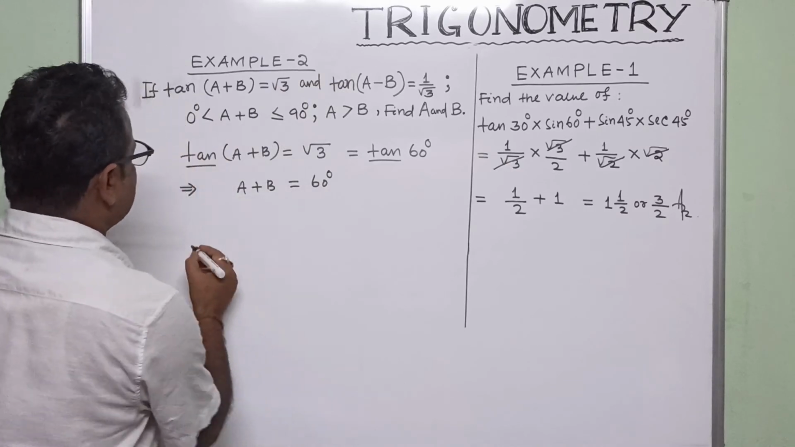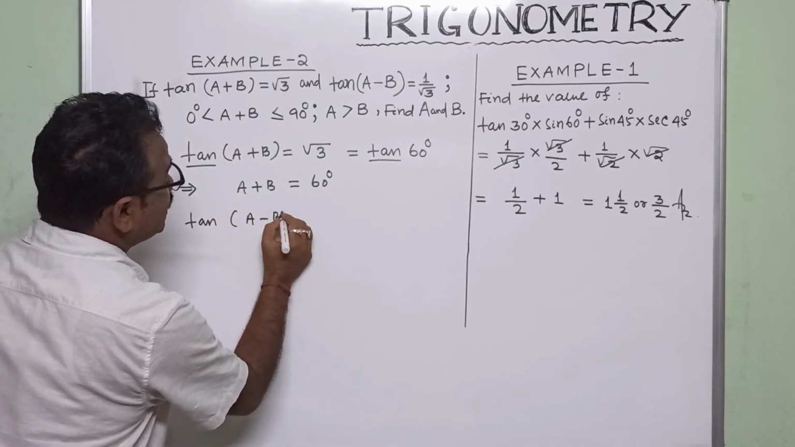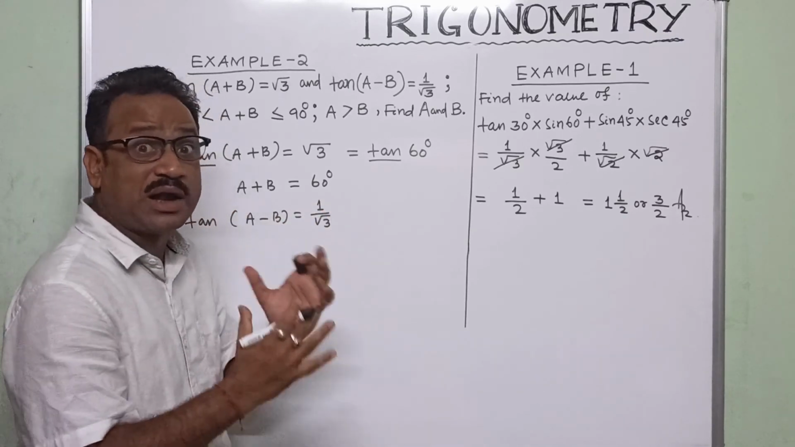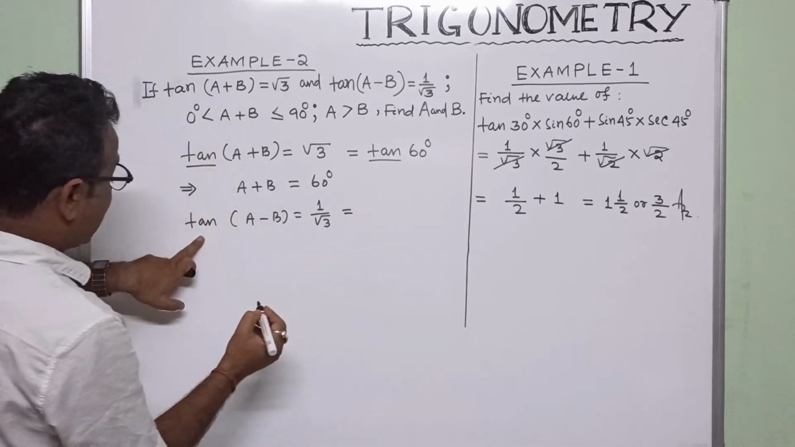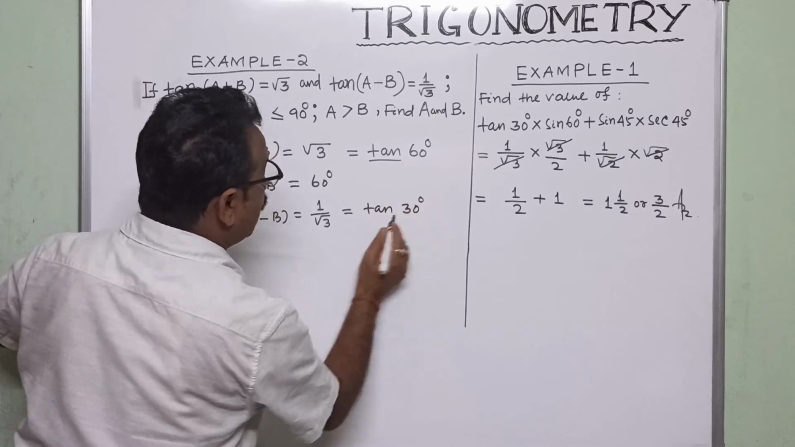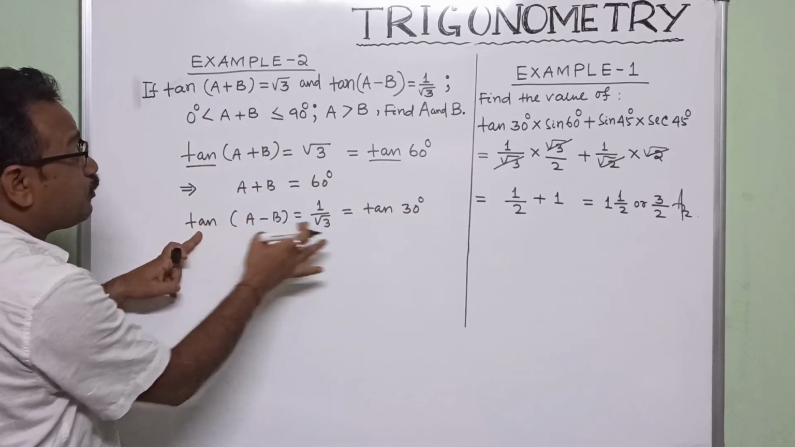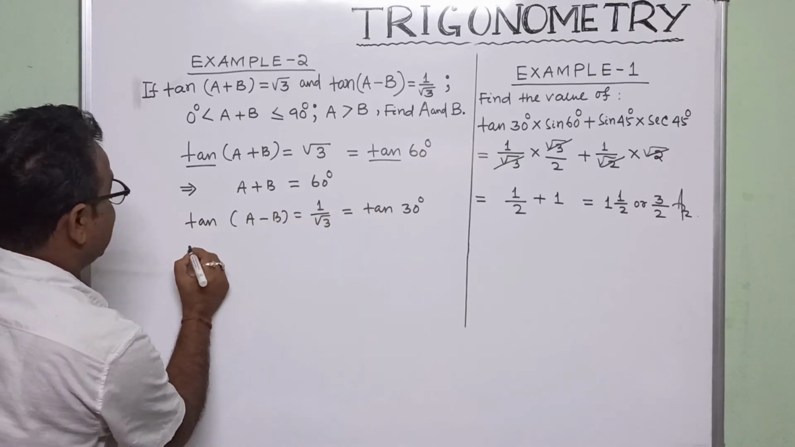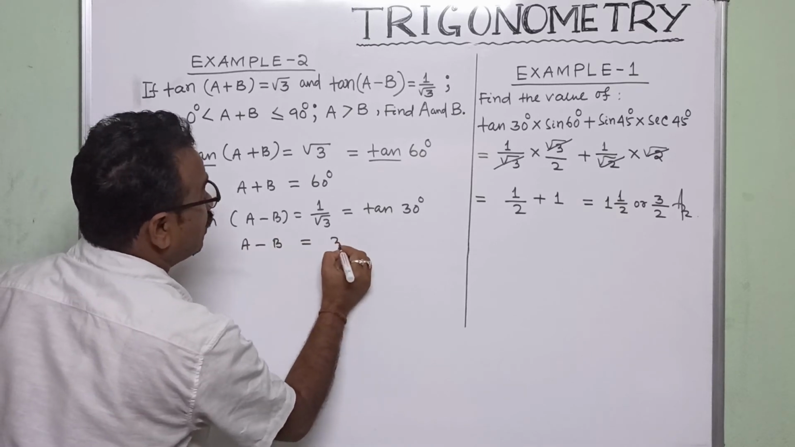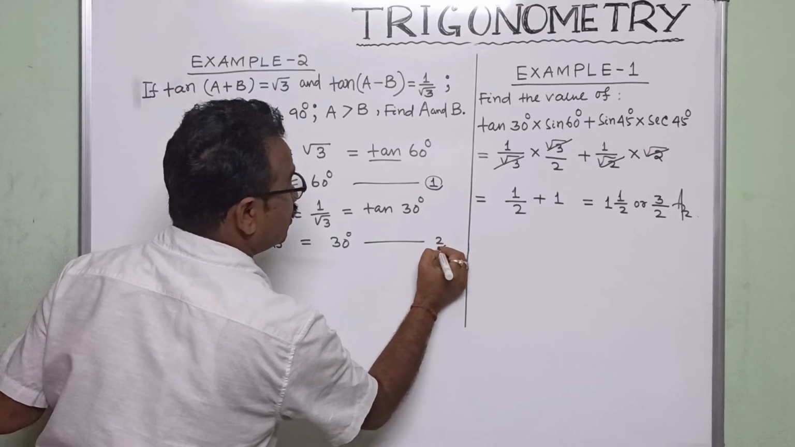Now come to the second part. Given tan a minus b is equal to 1 by root 3. 1 by root 3 is equal to tan 30 degree. We have to find it in terms of tan because tan is given on the left. So we have to cancel tan and tan. That implies a minus b is equal to 30 degree. This is equation 1. This is equation 2.